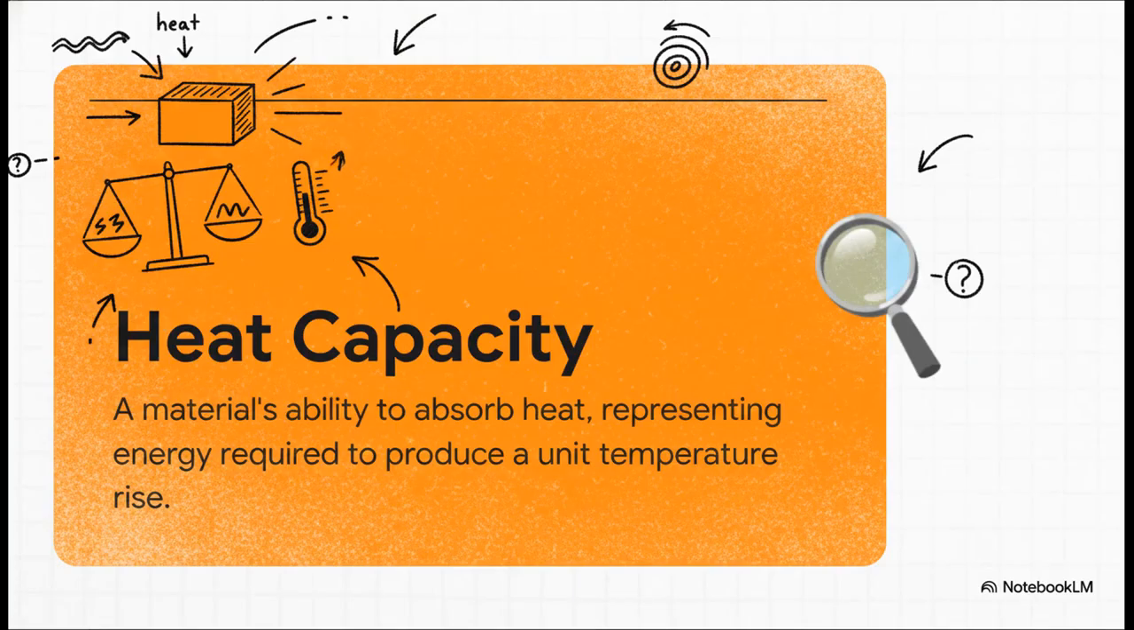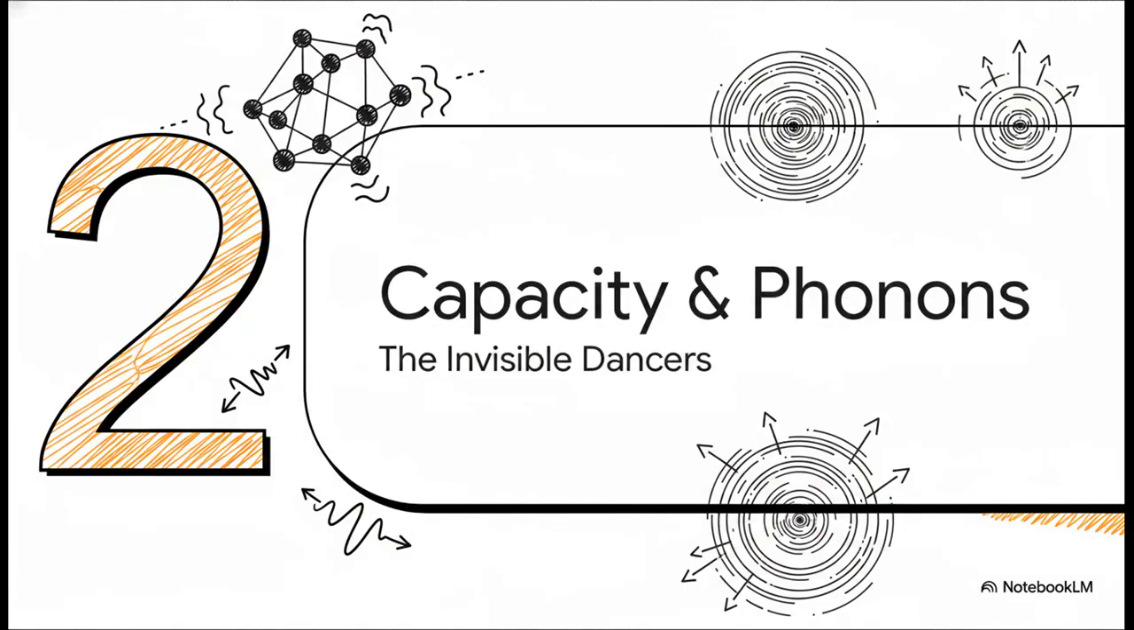So, when a solid absorbs thermal energy, its temperature rises, right? And its dimensions increase. We measure a material's unique ability to take in this energy through a property called heat capacity. It's basically just the ratio of the energy gained to the resulting temperature change. Simple enough. But to understand where that heat actually goes, we need to zoom in. And that brings us to Section 2, Heat Capacity and Phonons, the invisible dancers.